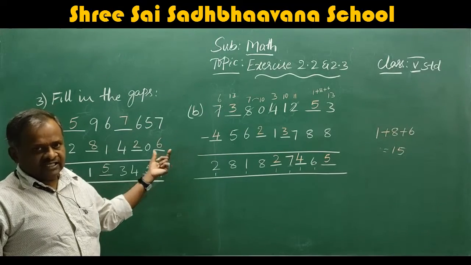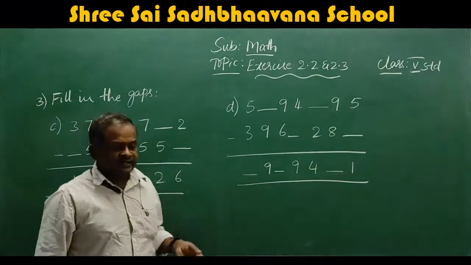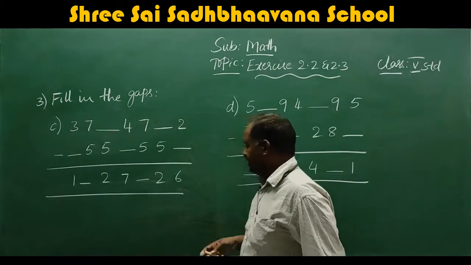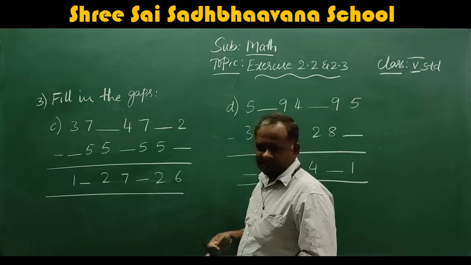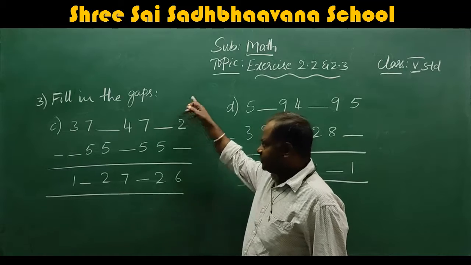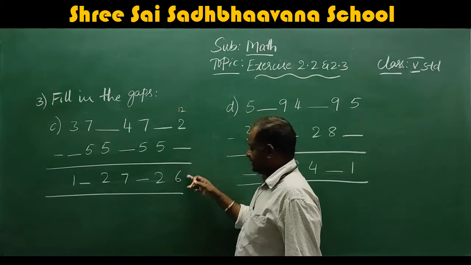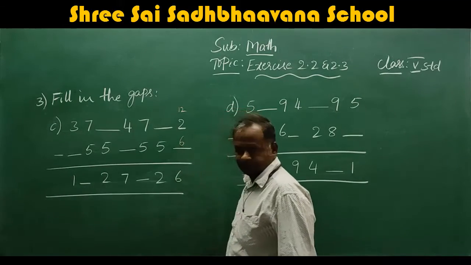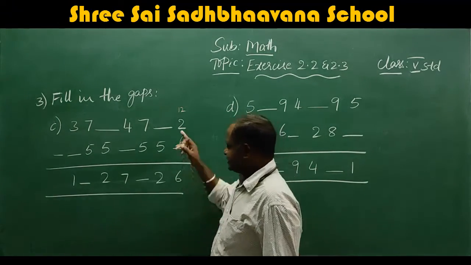Okay. Next we will continue the C1. Here they have given 2 minus something, you will get 6, because this is smaller number and this is bigger number, you have to take carry 1, so this becomes 12. 12 minus 6 is equal to 6. I hope you understand.